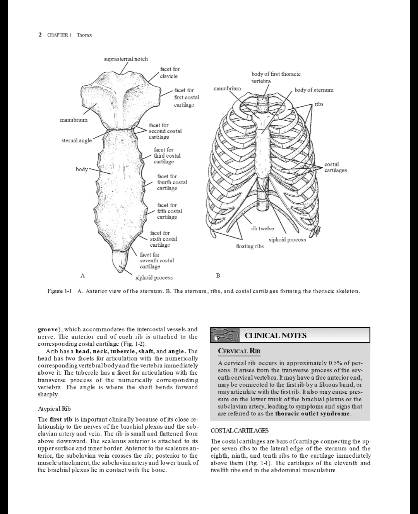Cervical rib and thoracic outlet syndrome. A cervical rib is an extra rib that occurs in about 0.5% of people. It arises from the 7th cervical vertebra and may be freestanding, not connected to anything; attached to the first rib via a fibrous band; or articulate with the first rib and form a joint. It can compress nerves and blood vessels, leading to thoracic outlet syndrome. Symptoms include pain, numbness, and weakness in the arm due to pressure on the brachial plexus or subclavian artery.